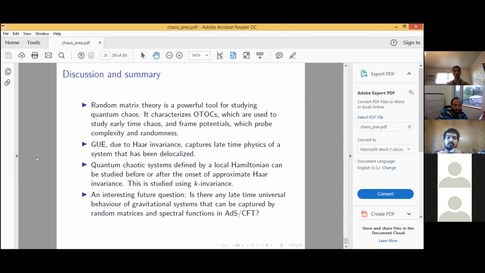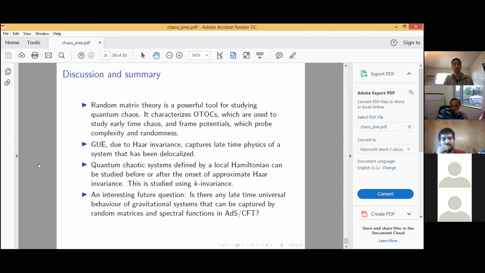Yeah, so to summarize these three points. Random matrix theory is a powerful tool for studying quantum chaos. It characterizes OTOCs, which are used to study early time chaos, and frame potentials, which probe complexity and randomness. And due to Haar invariance of the GUE, it can capture the late time physics of a system that has been delocalized. And quantum chaotic systems defined by a local Hamiltonian can be studied before or after the onset of approximate Haar invariance, and that is studied using K invariance.